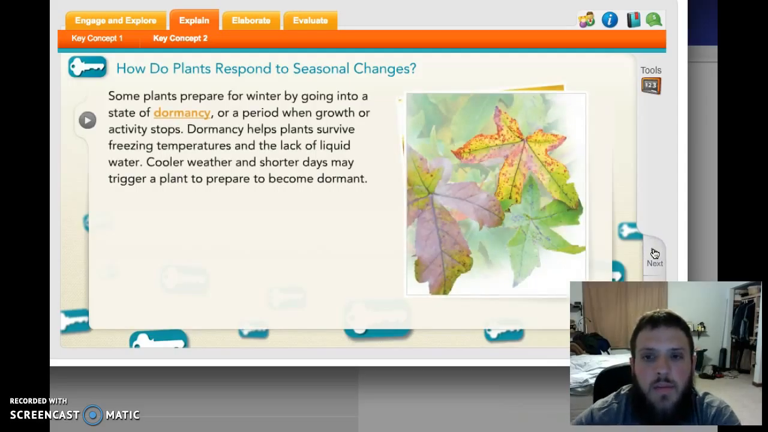So some plants go into dormancy over the winter. You see this when plants' leaves change colors, they fall off. These are generally your leafy plants, whereas your evergreens don't do this.